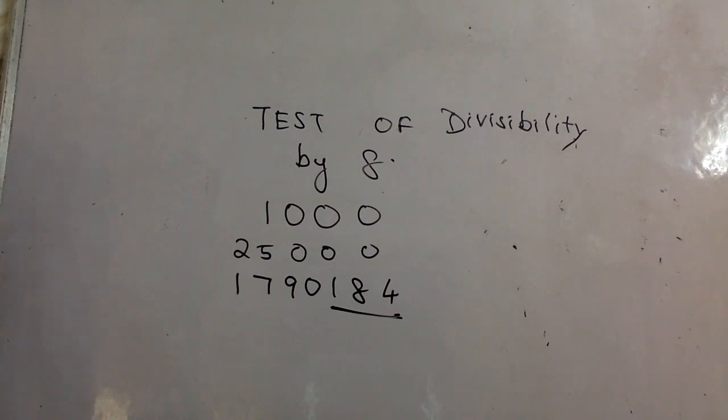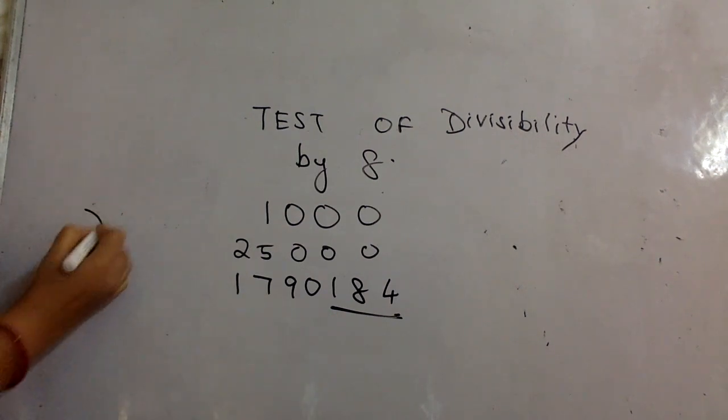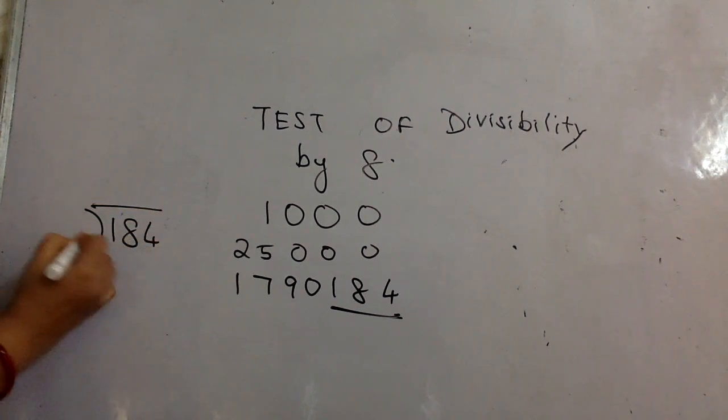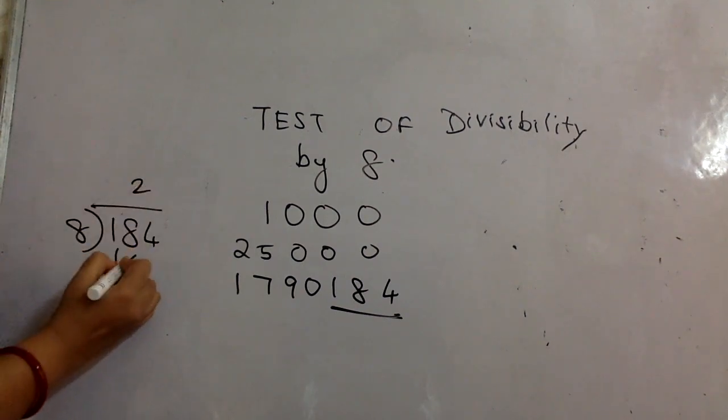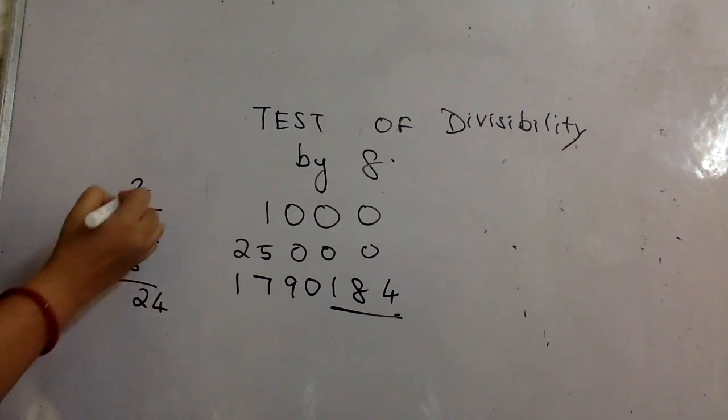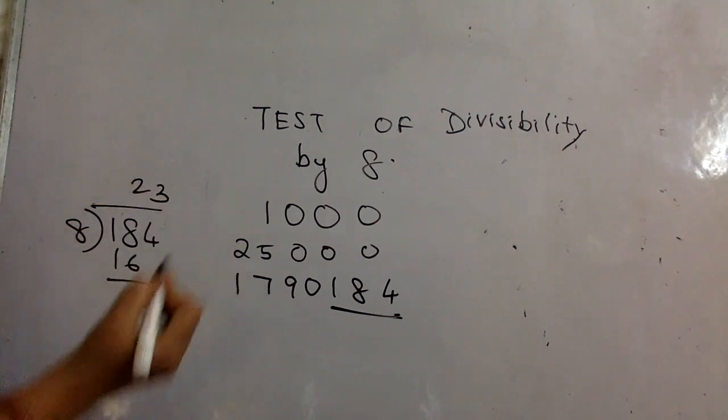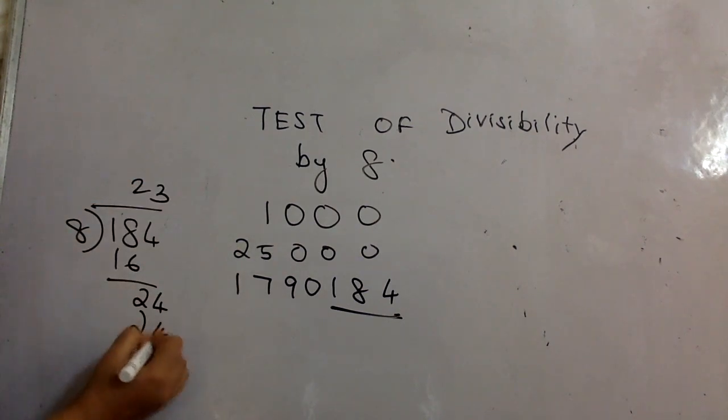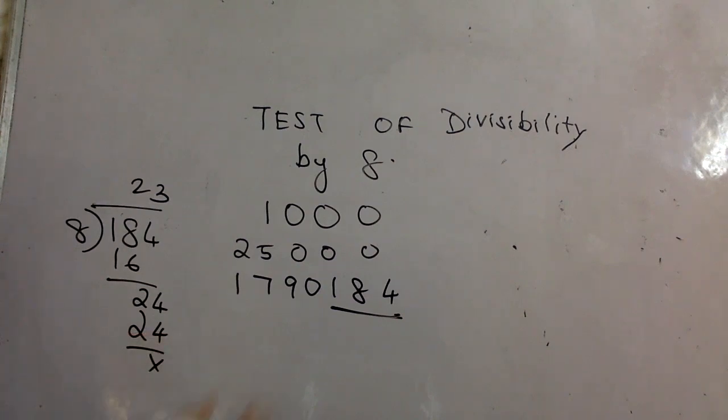So what we do is, here 184, is it divisible by 8? We are going to check. 8 2s are 16, 24, 8 3s are 24. Okay, so this much is divisible by 8. So the full number is definitely divisible by 8.